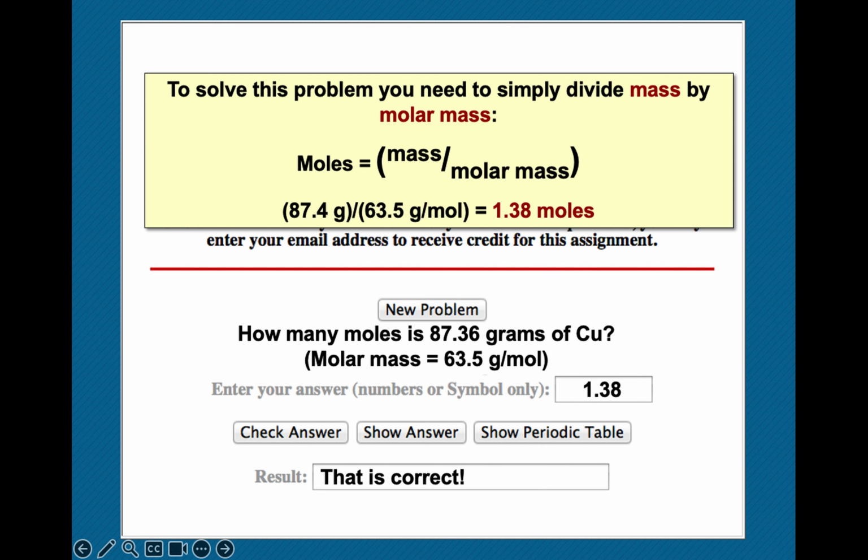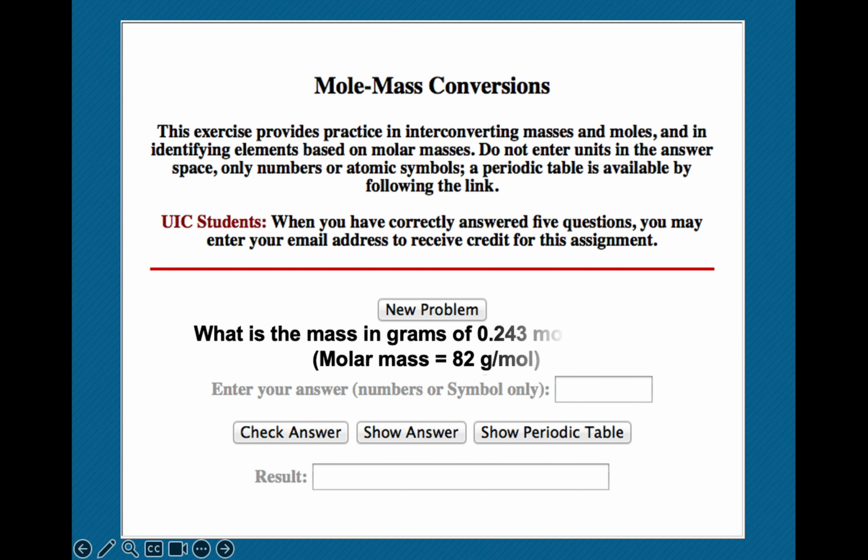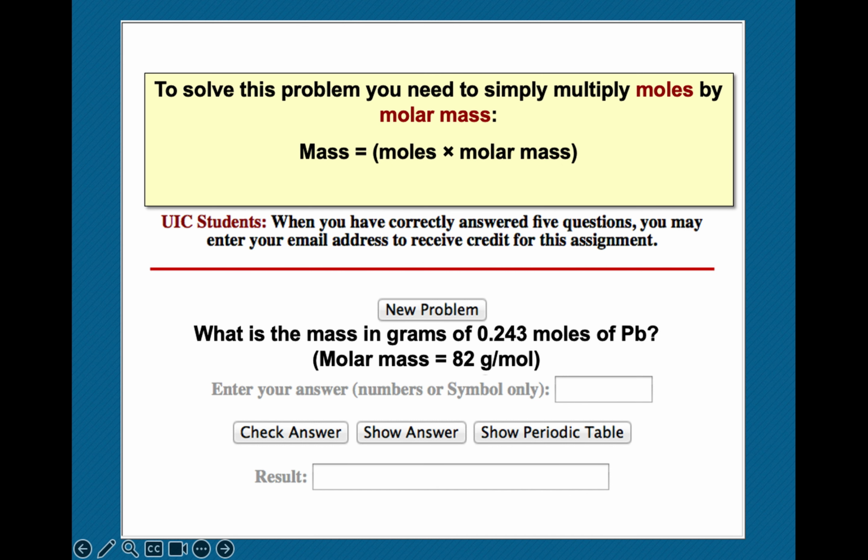The same problem as the table, except different. We have 0.2 moles of lead. Here is the molar mass. We're looking for the mass this time. Mass is going to be moles multiplied by molar mass. So moles multiplied by molar mass, 19.9 grams. Exactly the same types of problems.